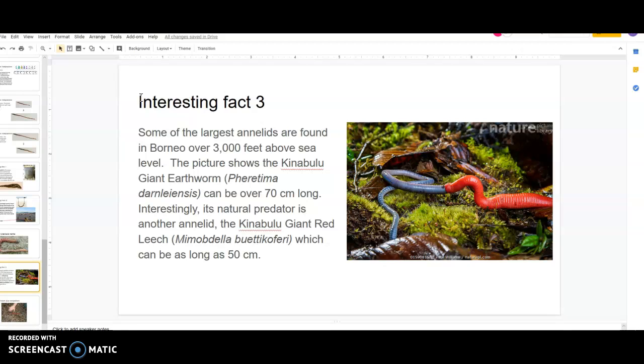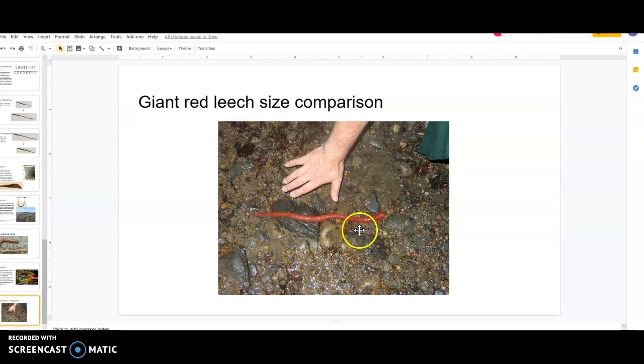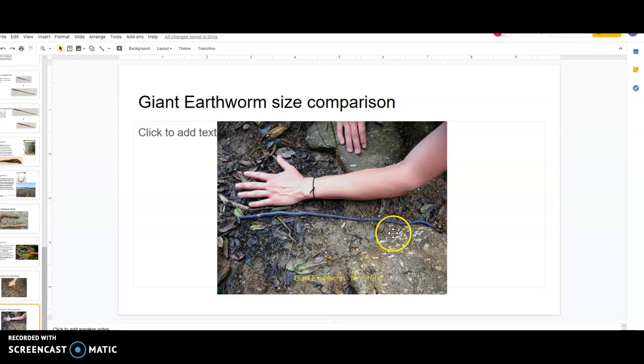So I found the largest annelids, and they actually both live in the same place in Borneo, and it's called the Kinabalu giant earthworm. There's its common name, scientific name, and I gave you a bonus one, the giant red leech, and there's its scientific name as well. They can both be quite large, 70 centimeters, so it's about the length of your arm. You can see there's the red leech, pretty big, and there's the giant earthworm, even bigger, lovely.